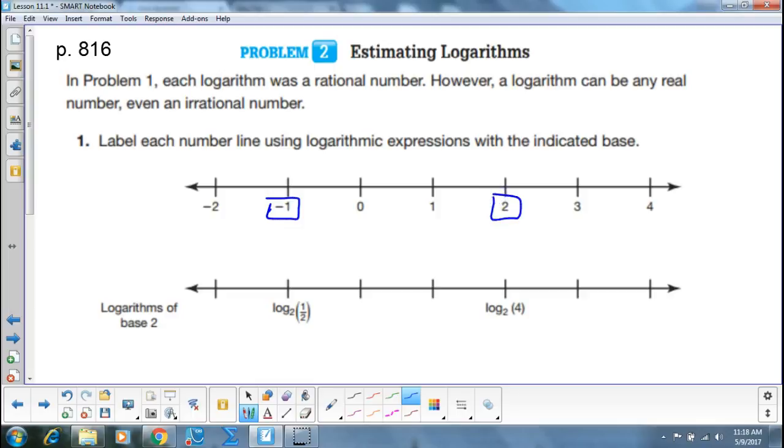So 1 would be log base 2 of 2. 1 is the exponent that I put on 2 to get 2. For 0, it would be log base 2 of 1. 2 to the 0 power is 1. For 3, it would be log base 2 of what?